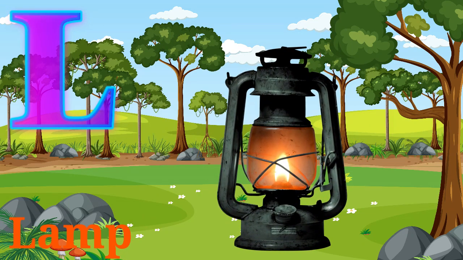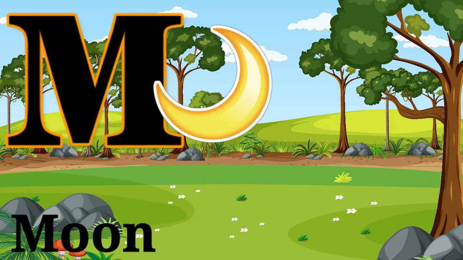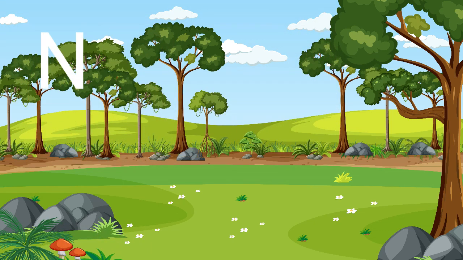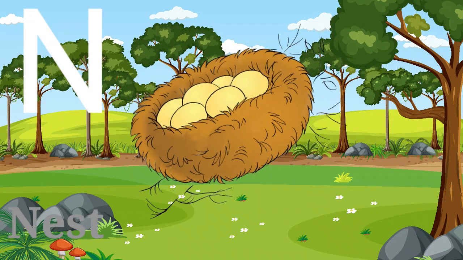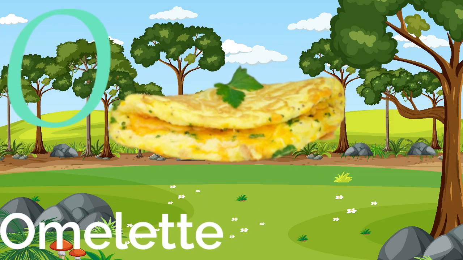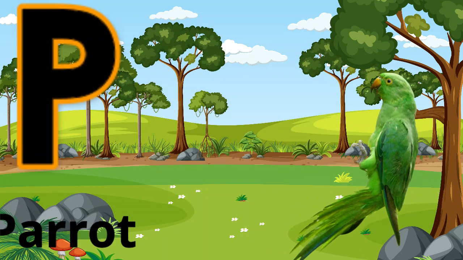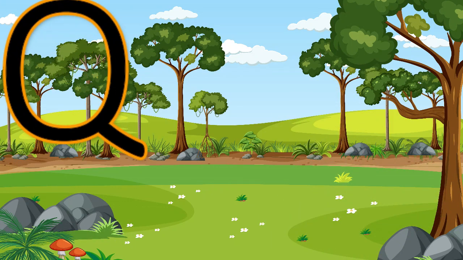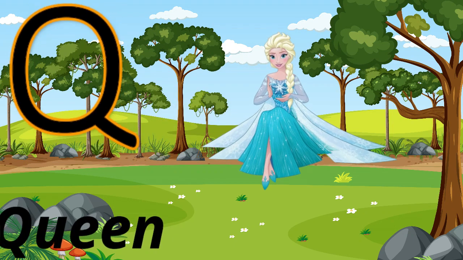L for lamp. M for moon. N for nest. O for omelette. P for parrot. Q for queen.